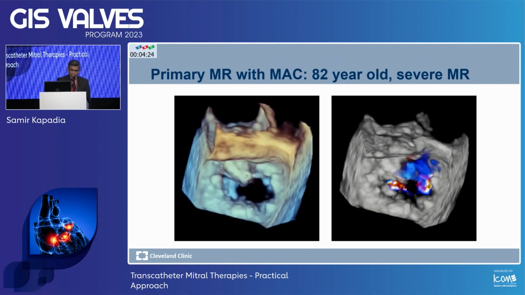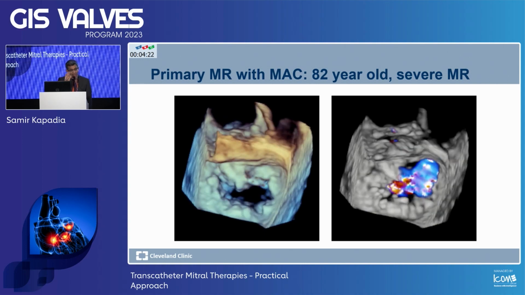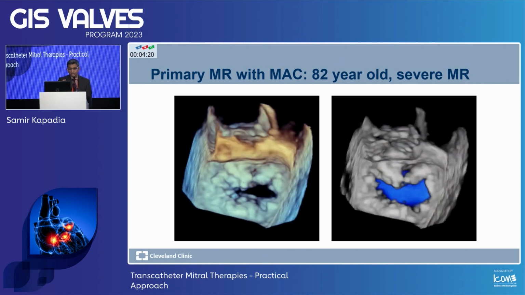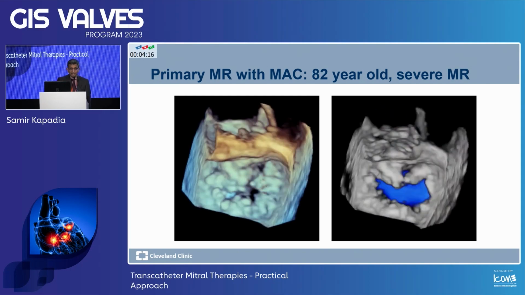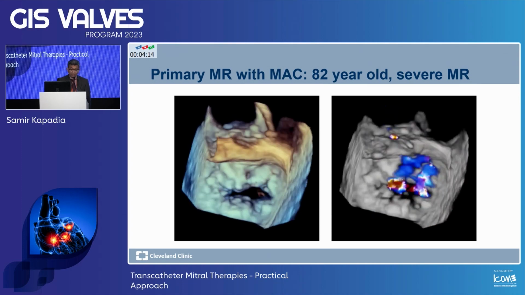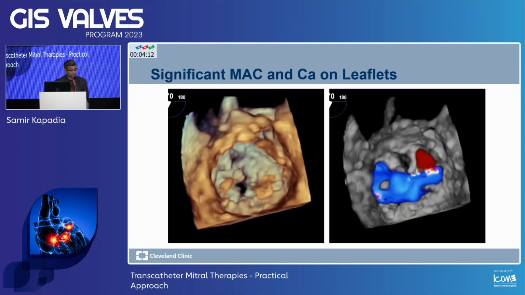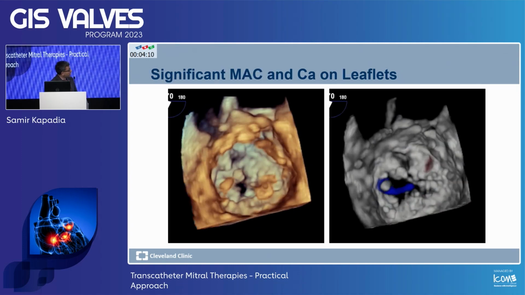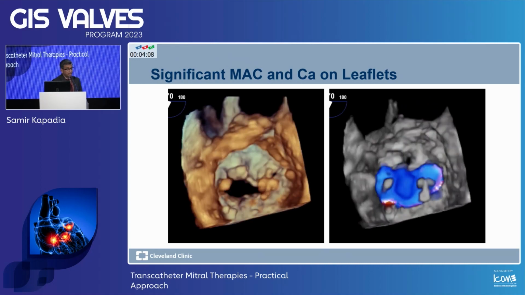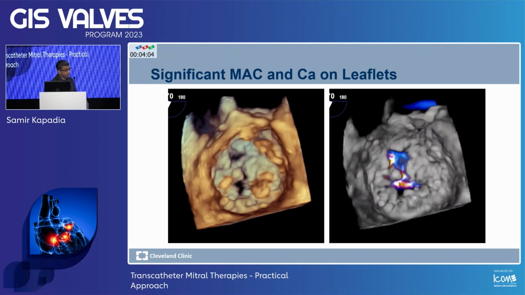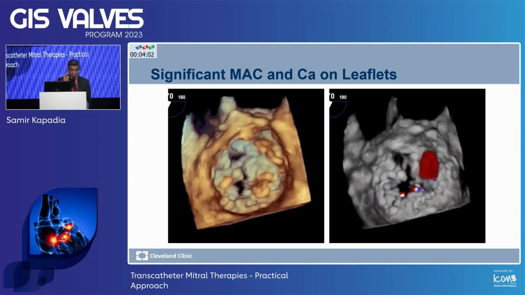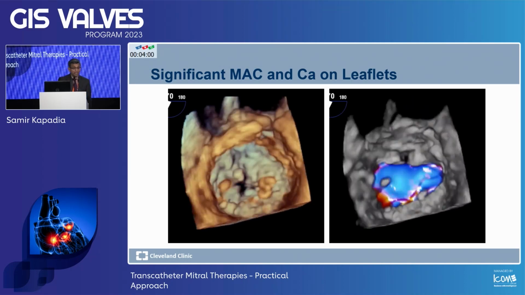Now, this is a difficult patient. So the second kind of patient is mitral regurgitation with severe MAC. So this patient has a severe MAC. The gradient is not high, but what do we do with this patient? You see from the ventricular side, so much calcium on the mitral cords and mitral annulus. And there is a cleft right in the middle of the posterior leaflet. So this is a difficult patient to treat percutaneously.